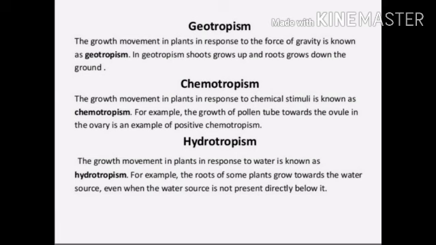Now chemotropism. The growth movement in the plant in response to chemical stimuli is known as chemotropism. For example, the growth of the pollen tube toward the ovule in the ovary is an example of positive chemotropism.